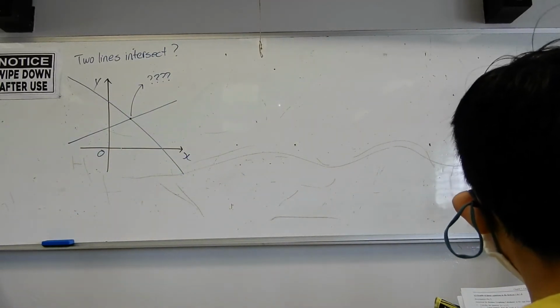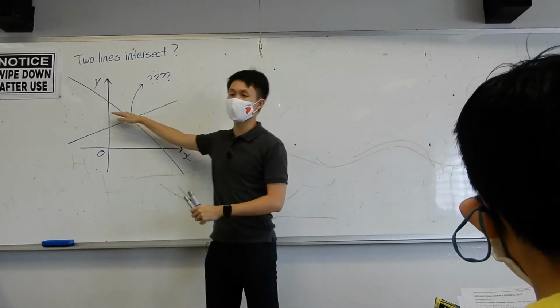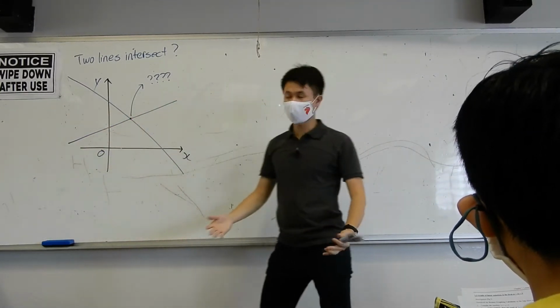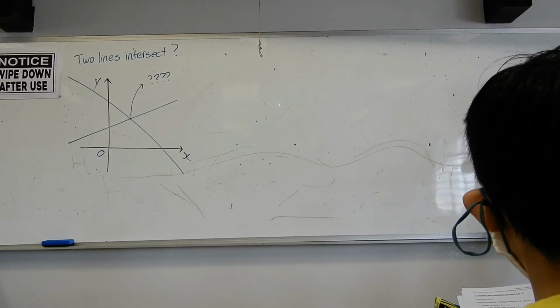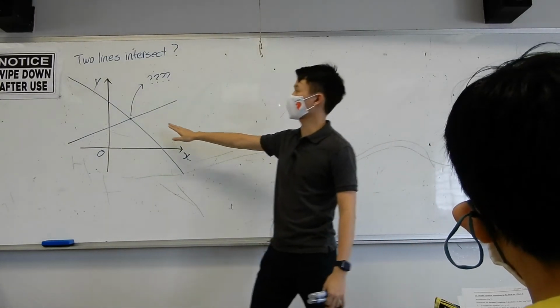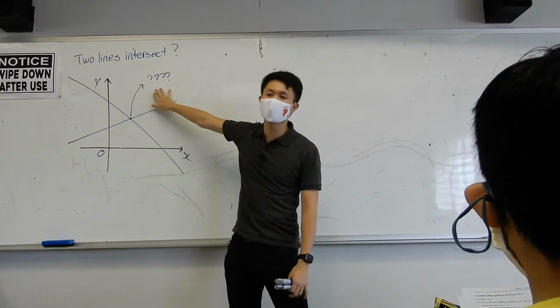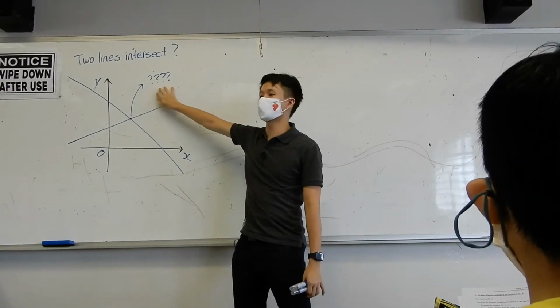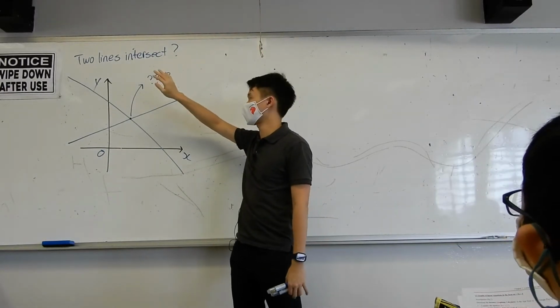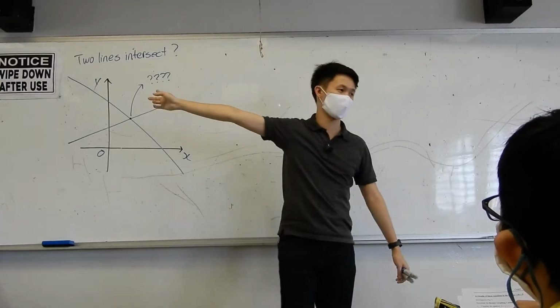Is it possible for a third line to intersect through this point? Possible. But for now we only talk about two lines first. Now how can I find this point? This one I'm open to the floor. If you want to give a guess, how do you think we can find this point?